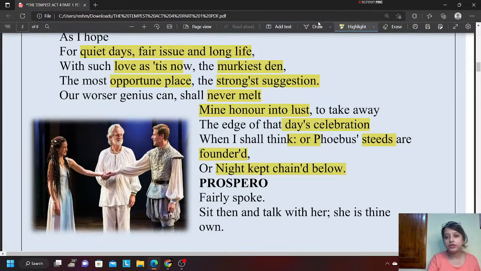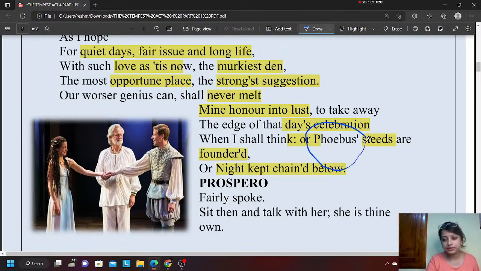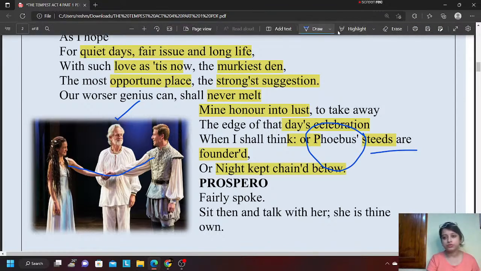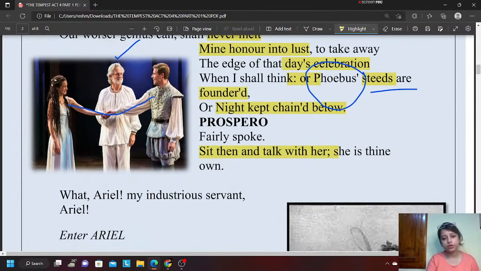From here, an important question that can be asked is about the sun god and what he is actually meaning. This picture tells you that Prospero is happy that Miranda and Ferdinand love each other, and their wedding will be solemnized. But for the wedding, only one thing is important: that they do not indulge in any kind of relation before the wedding is solemnized. Now Prospero is satisfied with the answer of Ferdinand and says, sit then and talk with her. She is thine own. She is your wife. You can talk with her.